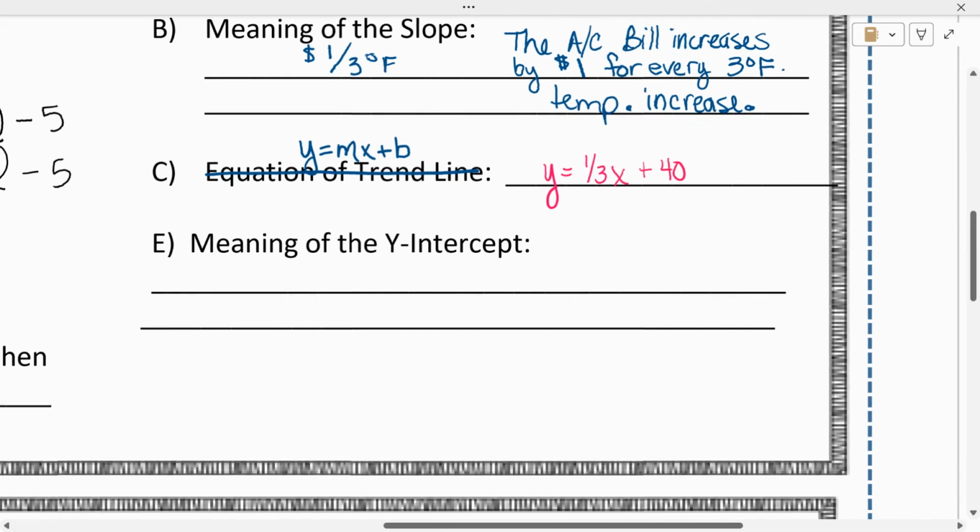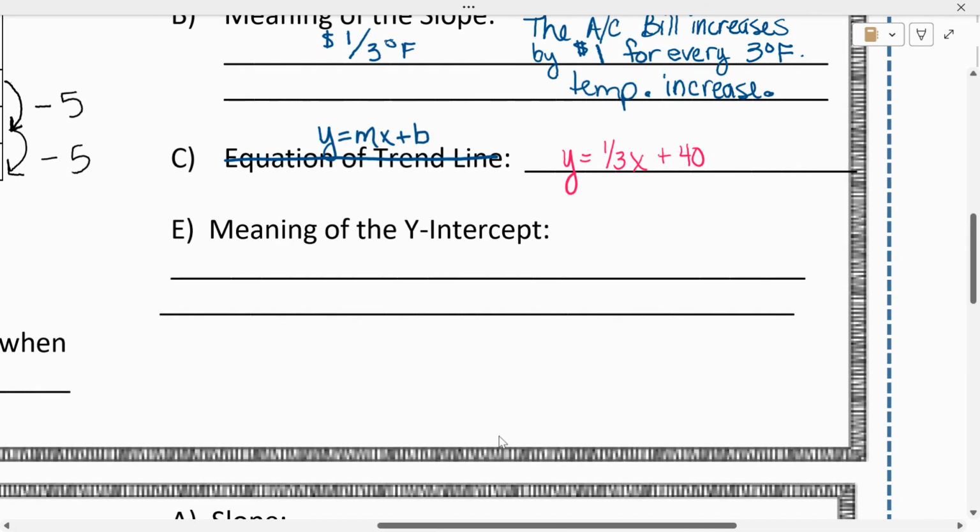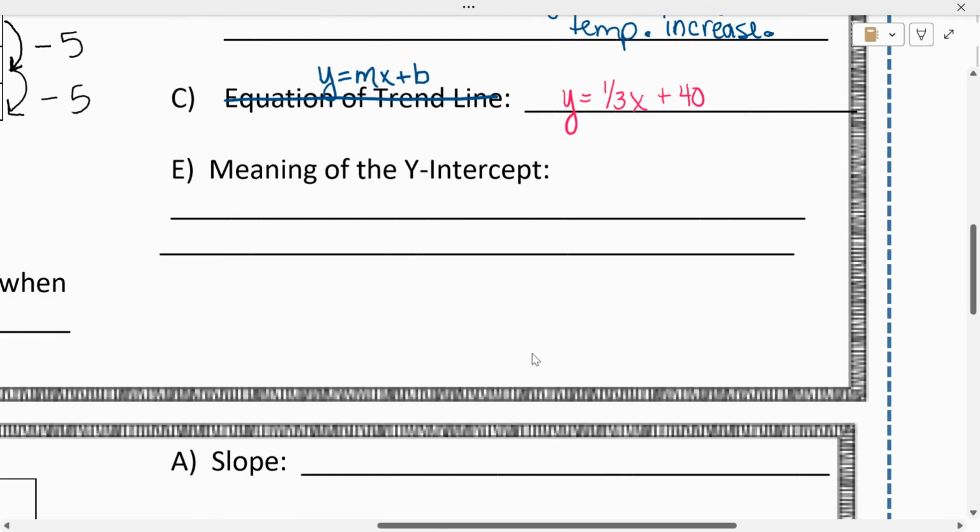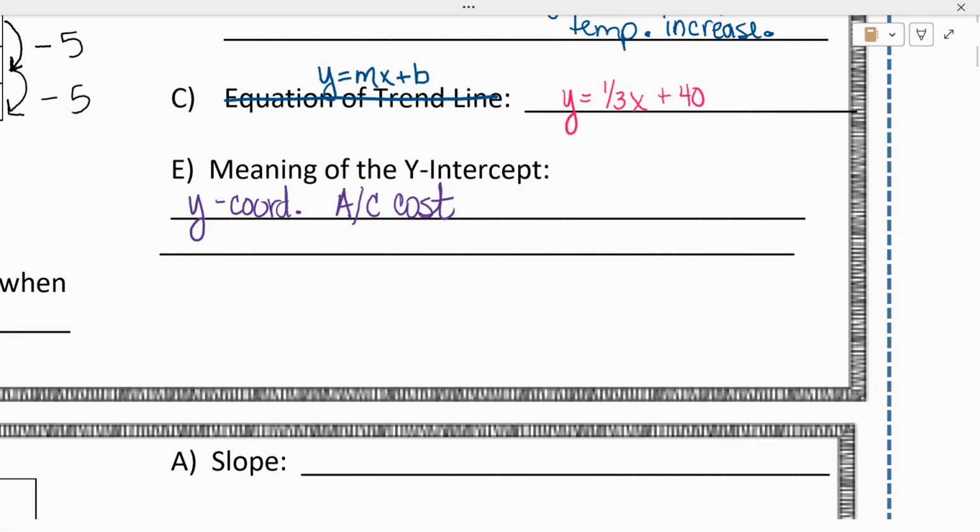What is the meaning of the y-intercept? And remember that the y-coordinate is your AC cost. The y-coordinate is your AC cost. So what is the meaning of the y-intercept? How much it equals altogether?